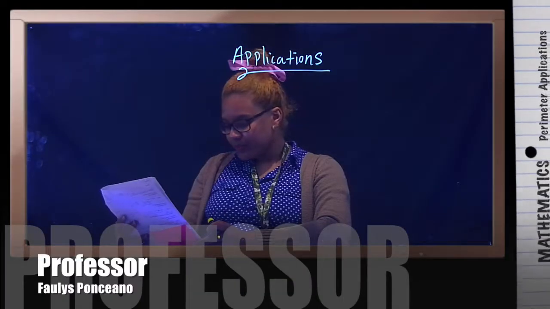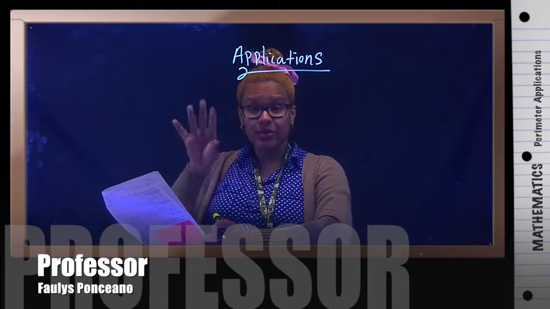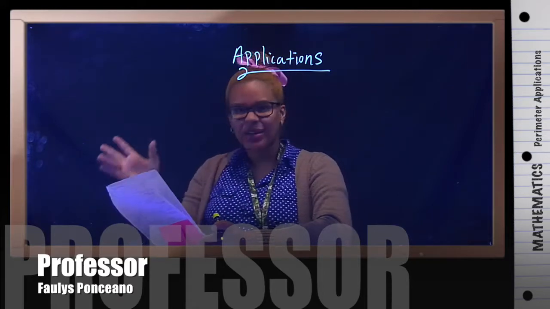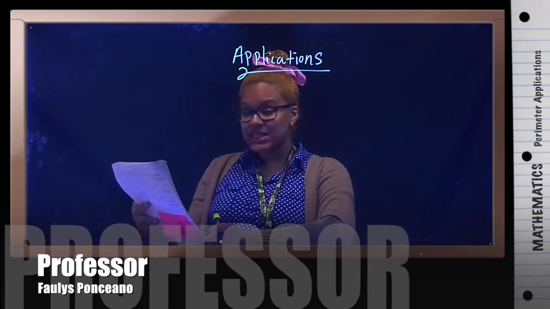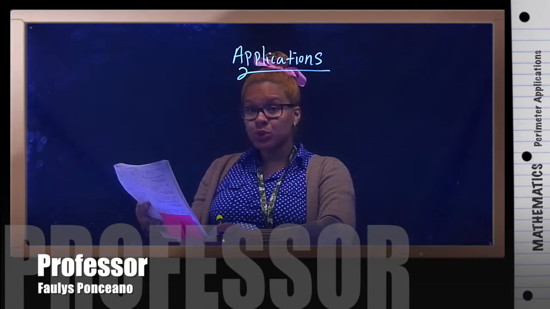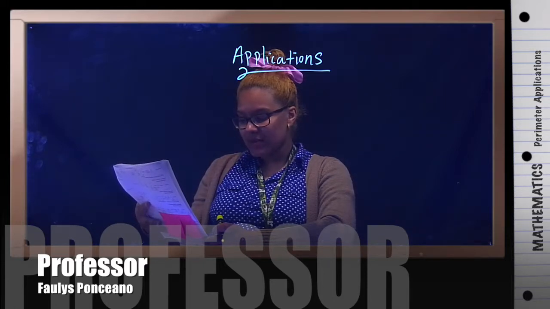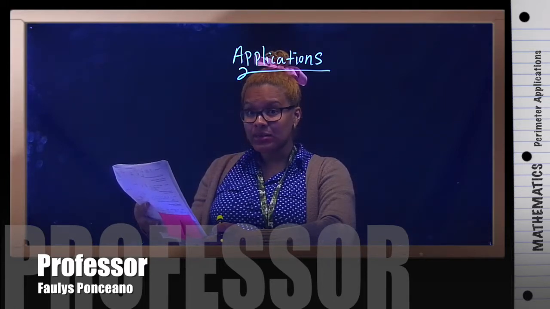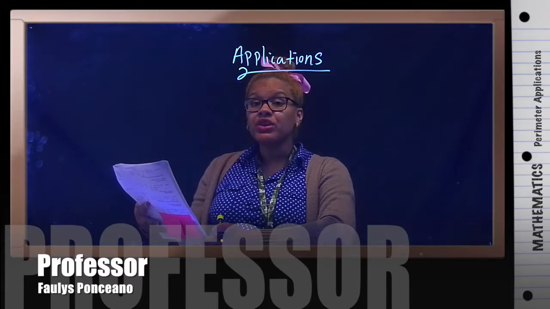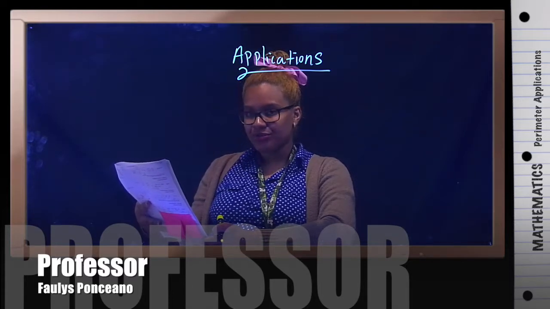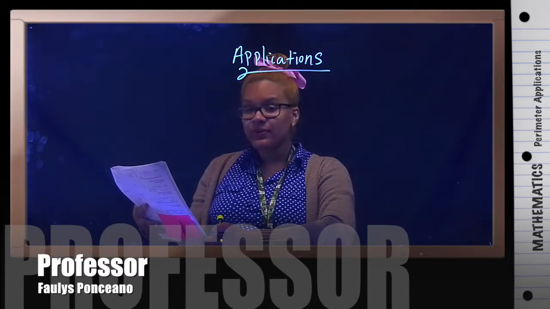In this example, I'm going to read it. Let's start with reading because it's an application, and I'm not going to write all of that. So, it says, a rectangular room is 4 times as long as it is wide, and its perimeter is 80 meters. Find the width of the room.